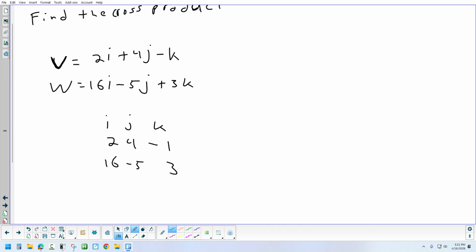Okay, and now we've created the 3 by 3 table. What do we have to do before we start looking at the diagonals? Add an I and a J. So in general, you move the first 2 columns next to the K. Yep, we keep them where they are, and then we create a copy of them next to K. So I, J, 2, 4, 16, negative 5.